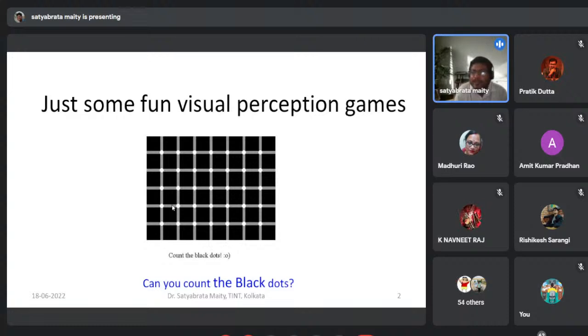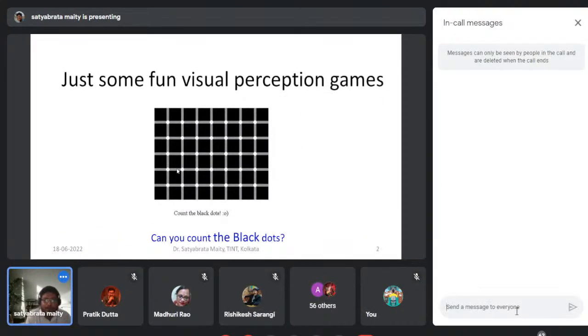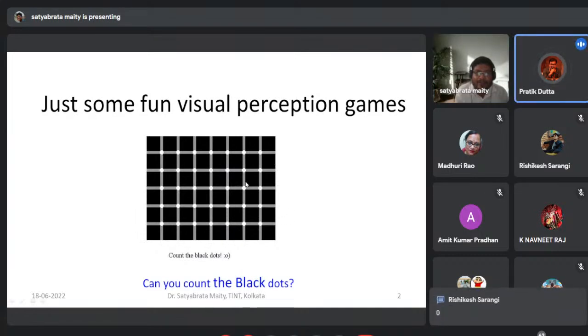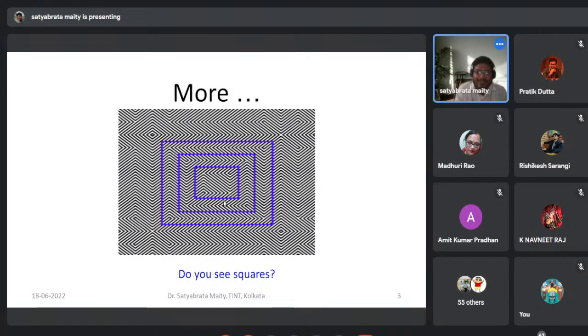Guys, I would like to be interactive, right? So, please, students, are you there? If you just unmute your mic and interact with me, that would be better for me. Can you please count the black dots in this image? If someone says 2, someone says 0. Okay, fine. So this is one, and next is, yeah.